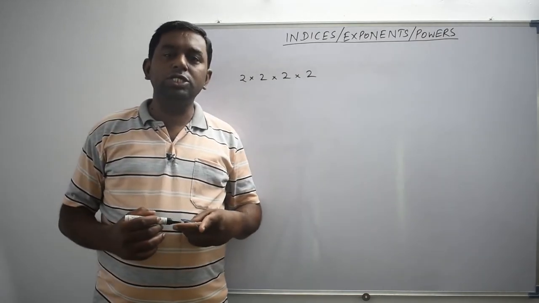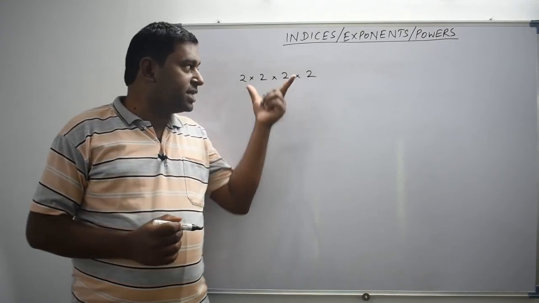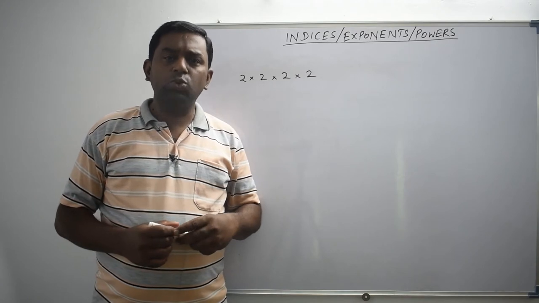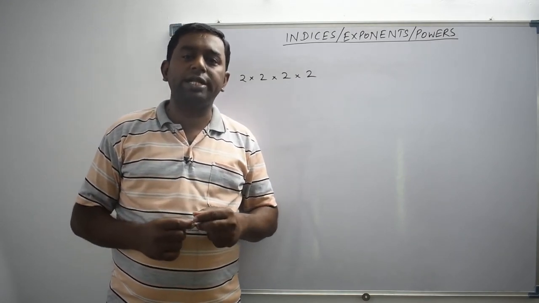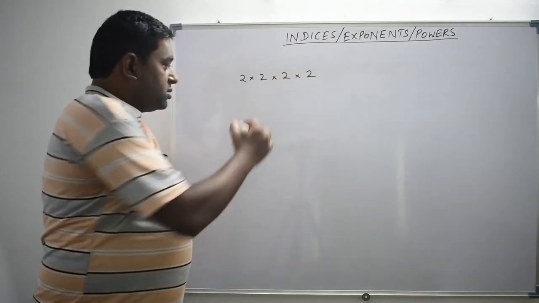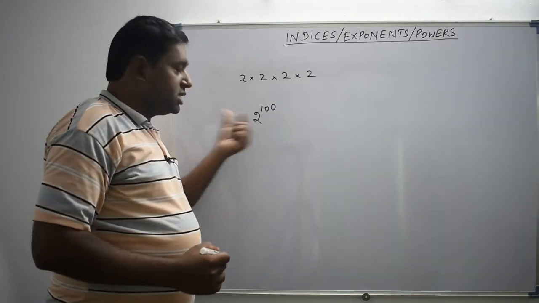In case 2 is multiplied by itself 100 times, can we write it like this? Yes, we can, but it will take more time. So what is the other way we can write 2 multiplied by itself 100 times? That way is called an exponent. We write that multiplication in this way.